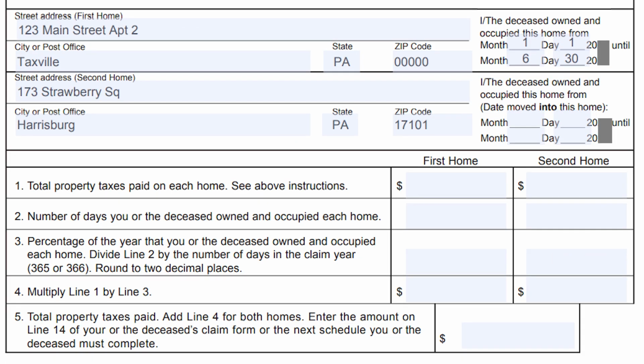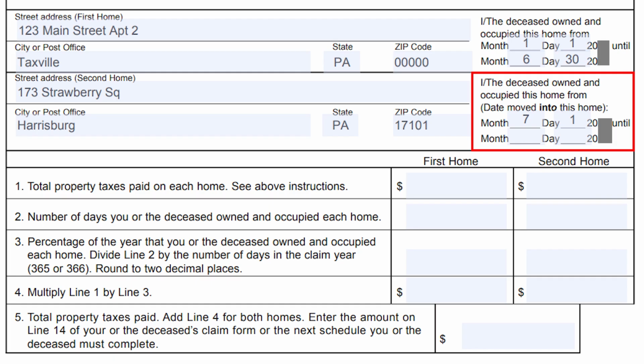If the applicant moved during the application year, fill in the address of the second home, including the street, city, state, and zip code. To the right of that address, you will list the date the applicant moved into the second home and the last day of the application year as the end date. For example, if the applicant moved into the second home on July 1st, you would put month 7, day 1, and month 12, day 31.